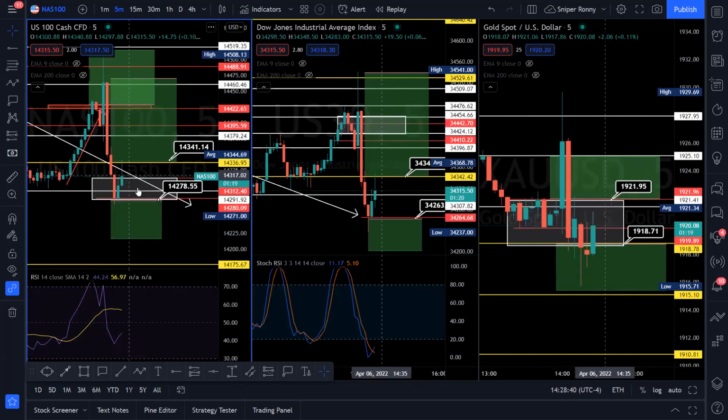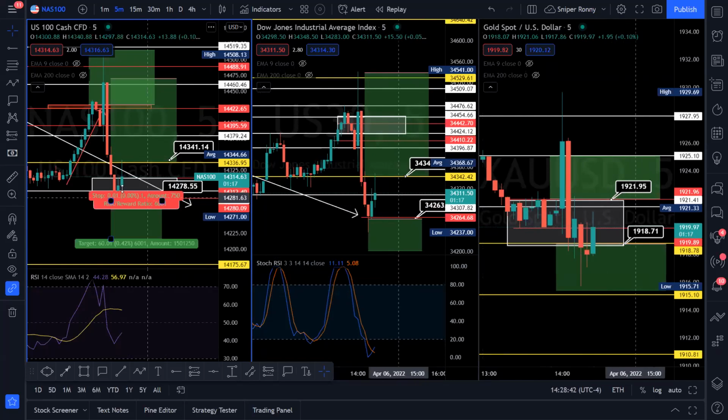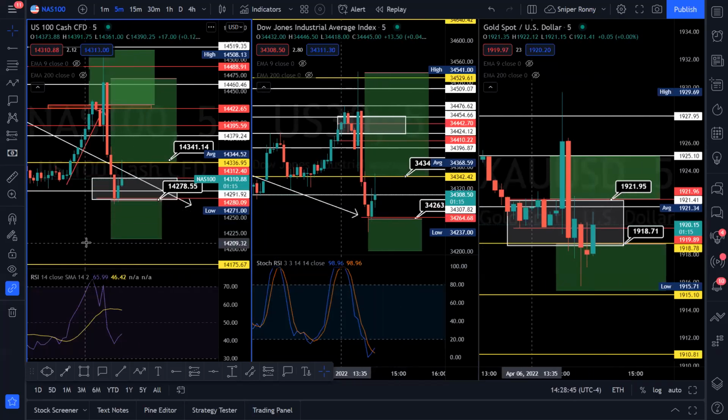And we're still below the hourly trend line. So it's not really looking for a buy right now. Still selling, still bearish pressure is coming down.